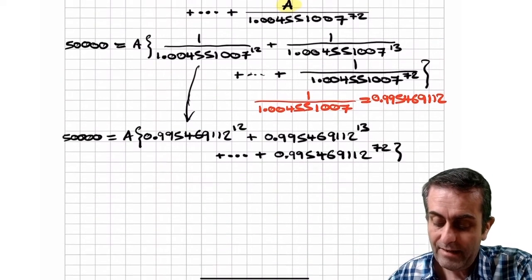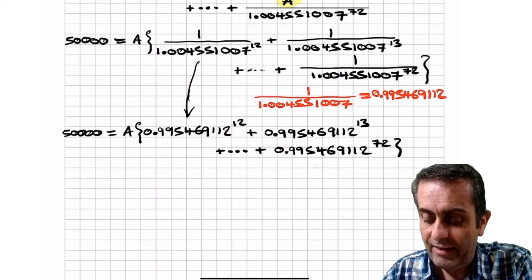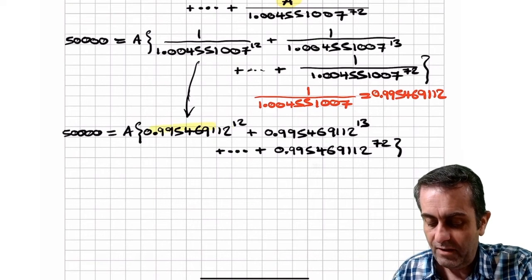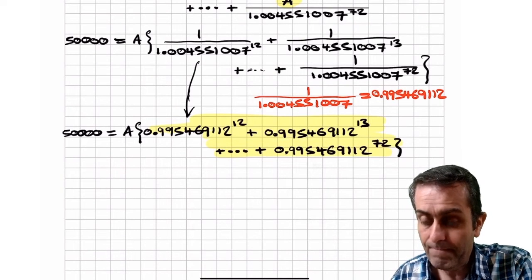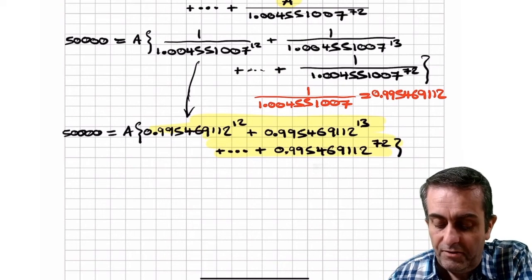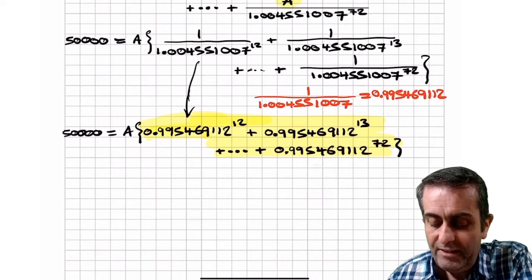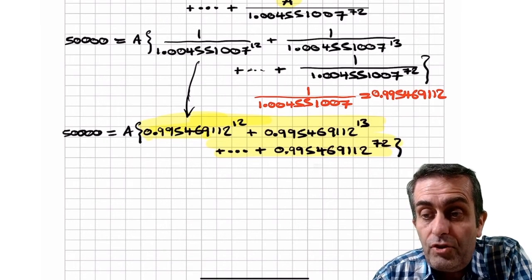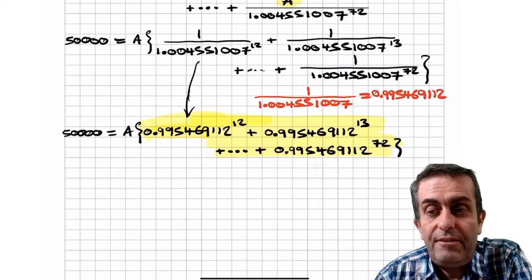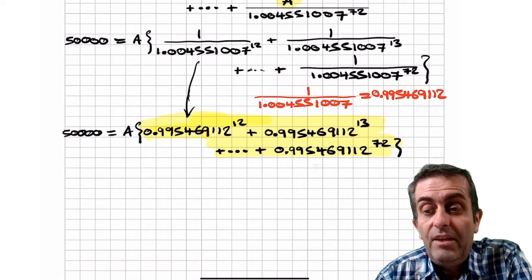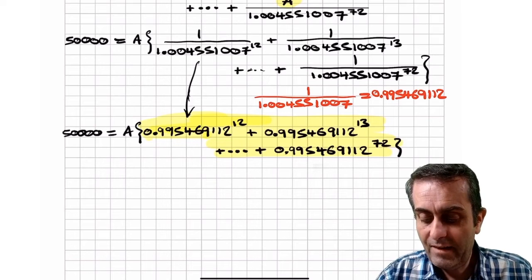Okay? Now, clearly in the curly brackets again, just like in the previous question, we can see we have ourselves a geometric series. In this geometric series, the first term is 0.995469112 to the power of 12. And you can see very clearly that each time we move on to the next term in the sequence, we multiply by another 0.995469112.